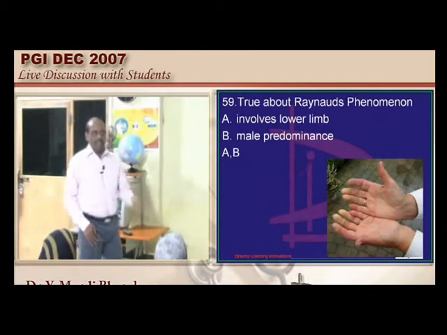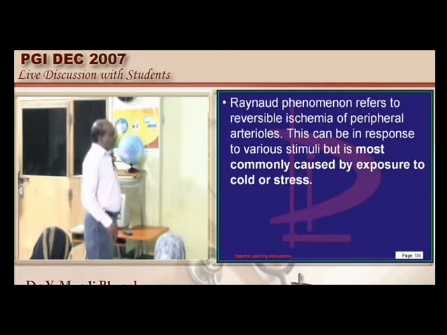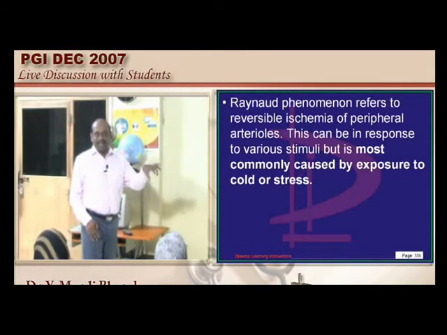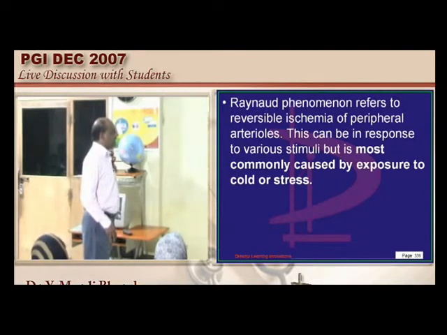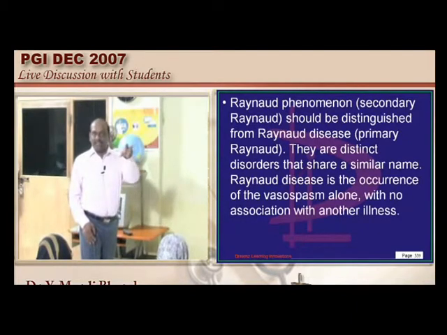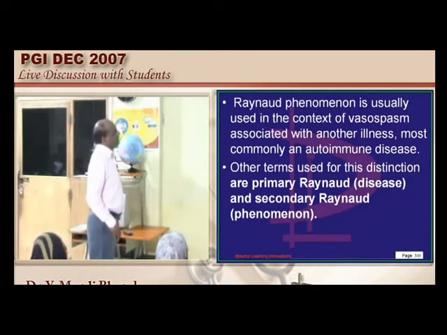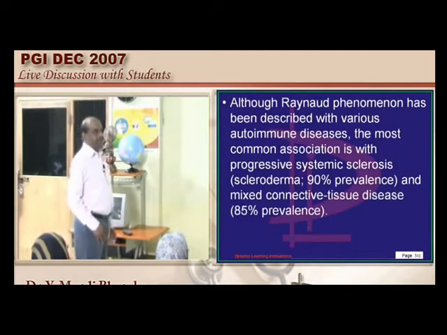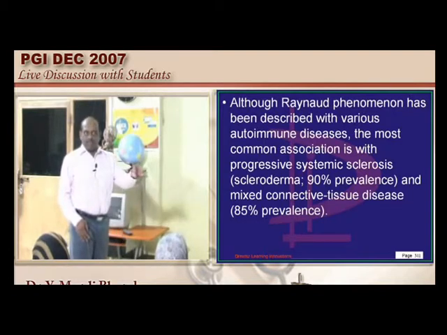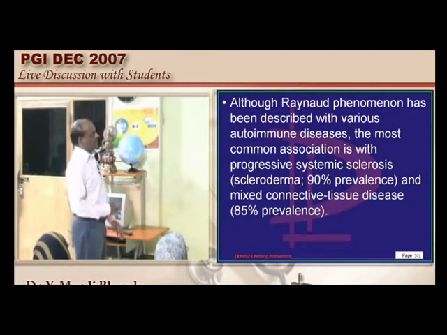Now, Raynaud's phenomenon and Raynaud's disease. What is the difference between these two, doctor? Raynaud's phenomenon is called secondary Raynaud's because there is an underlying condition leading to its development. Whereas primarily, some people have a vasospastic tendency, which is called Raynaud's disease. So disease is not secondary; phenomenon is the one which is secondary, which you need to remember. The phenomenon is a reversible ischemia in the peripheral arterioles. Conditions like progressive systemic sclerosis and mixed connective tissue disease can lead to vasospasm causing Raynaud's phenomenon, which I would like to underscore to all of you.